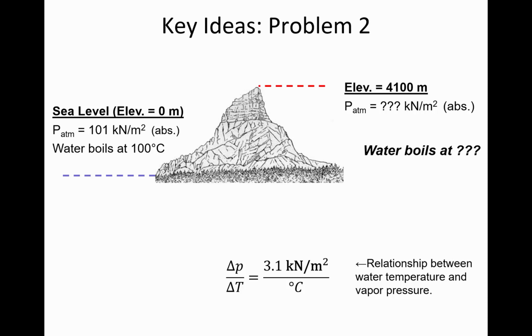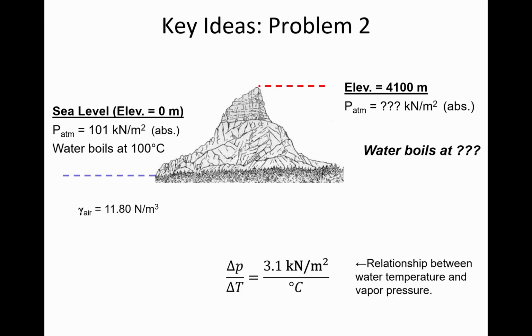The setup here is that at the base of a mountain where it is sea level, we know atmospheric pressure, and we know that water boils at 100 degrees Celsius at that atmospheric pressure. And so the problem suggests, what if there is a mountain that has an elevation of 4,100 meters? First of all, what's the pressure up at that elevated location? And then once you find the pressure, what is the boiling temperature for water?